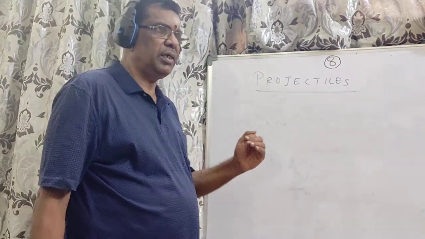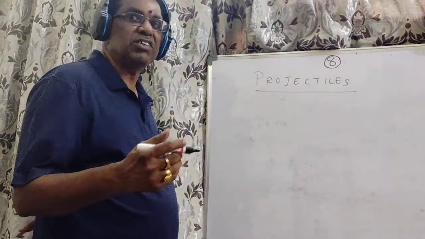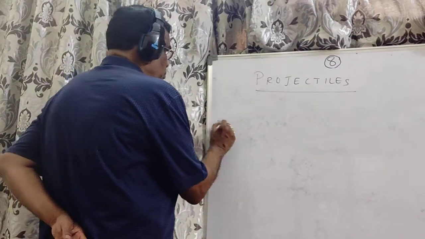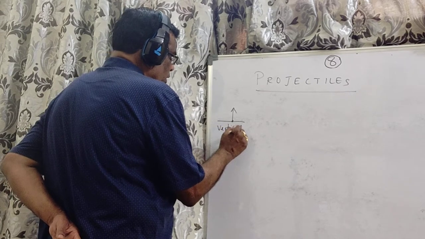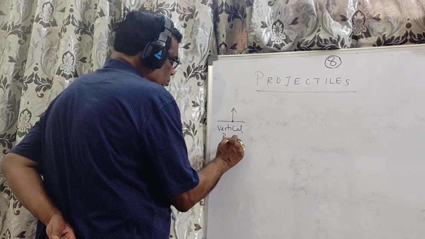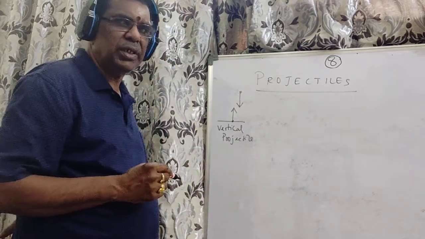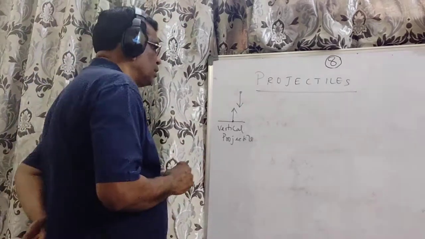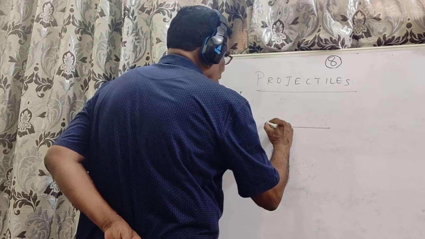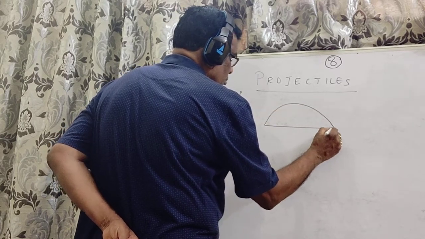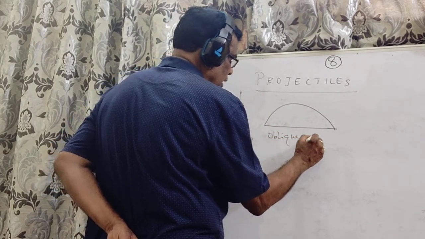Now any body that is projected in the air is called a projectile. How many types of projectile are there? If I project it upwards, I will call it a vertical projectile. I may project it downwards also, then also it is called a vertical projectile. Another case, I project at an angle. So this is called an oblique projectile.